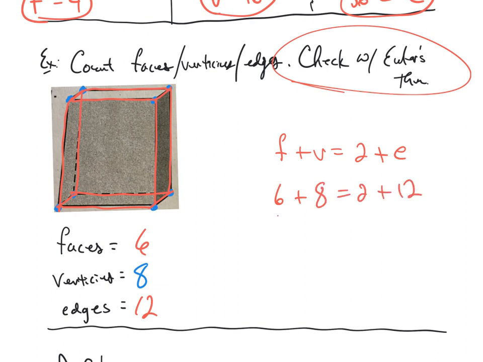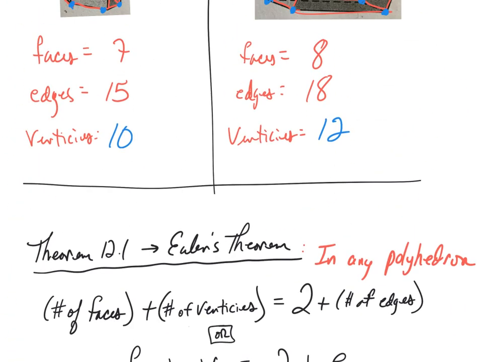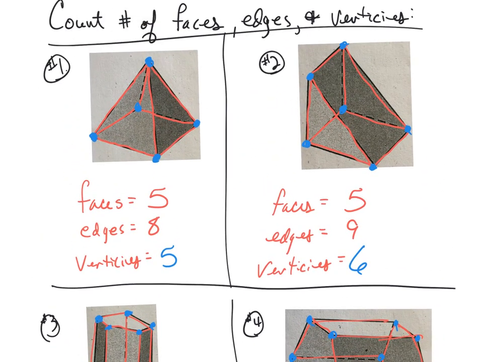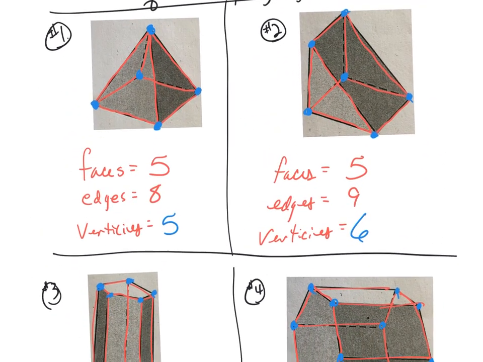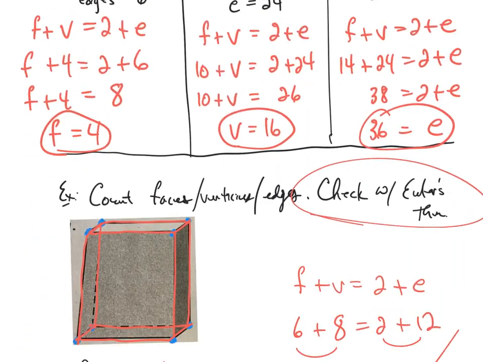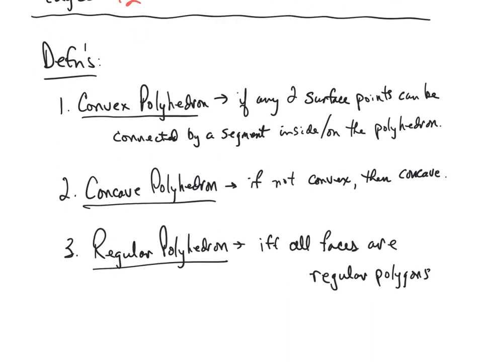And when you do the arithmetic, 6 plus 8 is 14, 12 plus 2 is 14, so obviously that checks. You can see that Euler's theorem works on this shape. But if you prefer, you could go back to some of the problems we did earlier and check any of these problems with Euler's theorem to see that it actually is true. So that gives you a way to confirm the faces, vertices, and edges that you've counted.